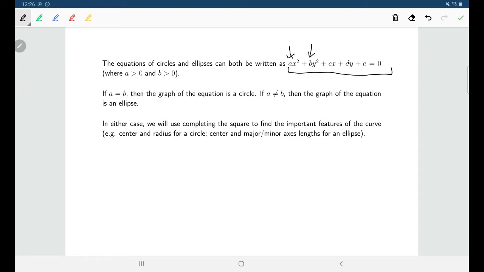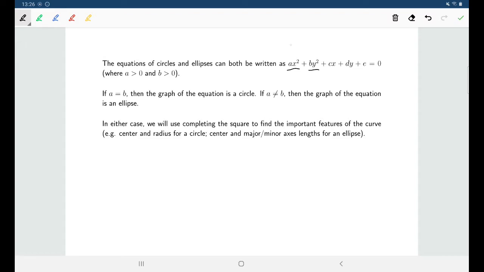If A or B happen to be negative, this would actually be a different shape, not an ellipse, not a circle, but that's not something that's part of this course. So for us, we'd be looking at things where we have some sort of a y squared term and also some sort of an x squared term, and the coefficients for the x squared and the y squared are both positive.